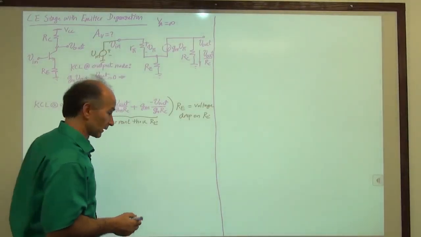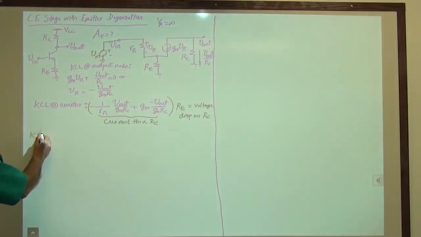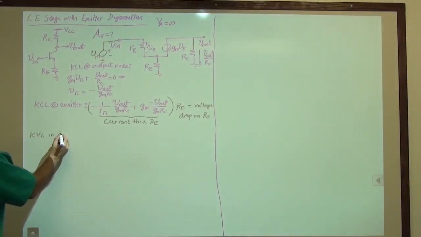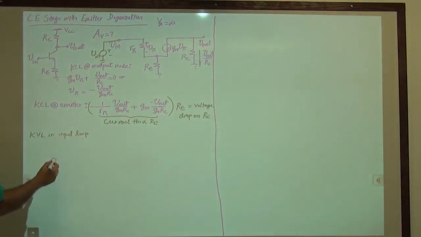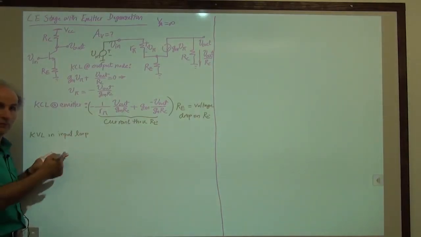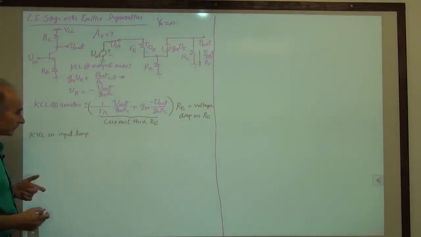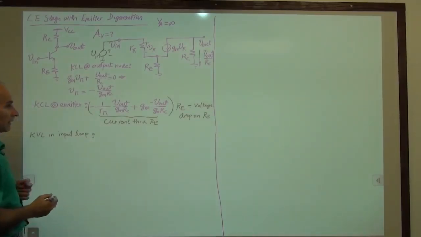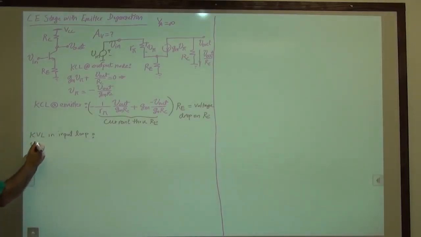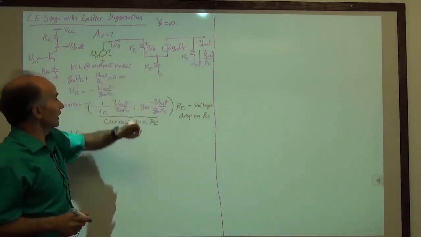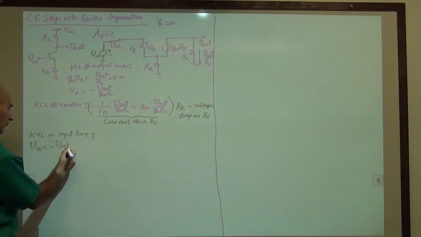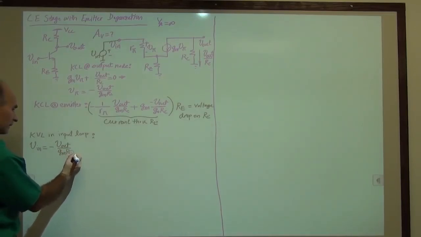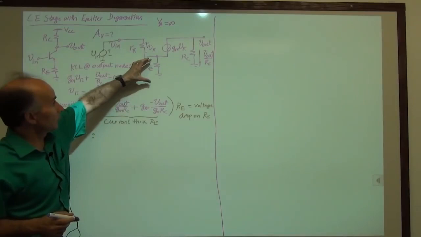So let's write that, KVL. We have a KVL in the input loop. This input loop is not standard terminology. We just call it the input loop because that's sort of the input. If I write a KVL, this is what I get. I have V in is equal to this voltage, which is V pi. And V pi is this value, so minus V out over GM RC, plus the voltage across RE.